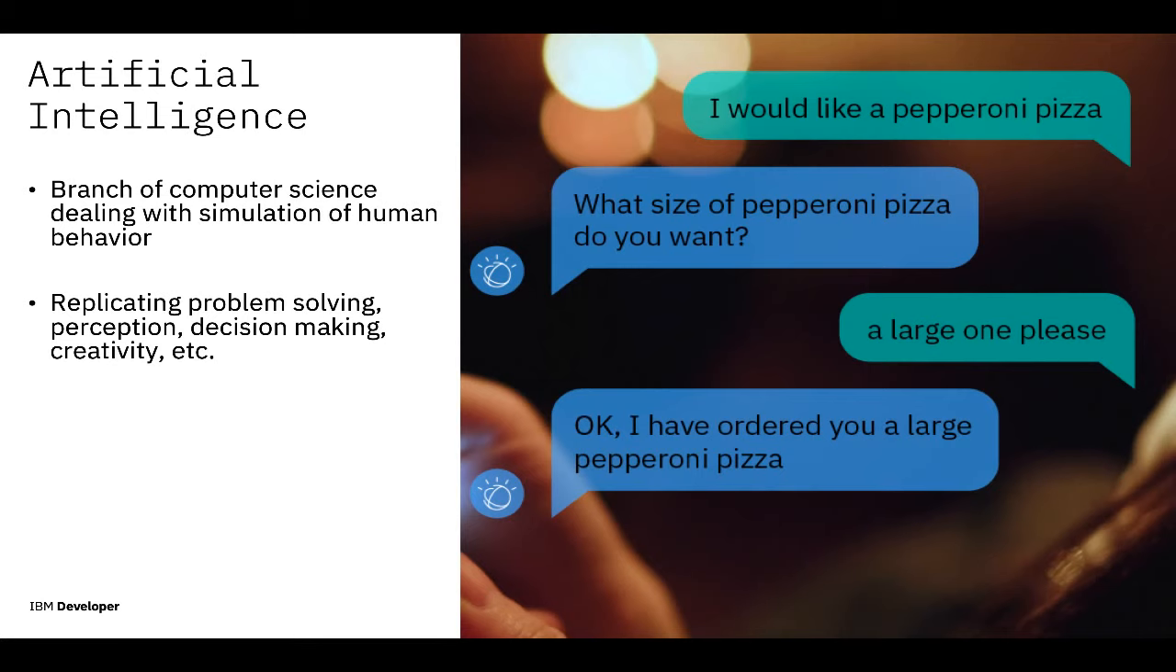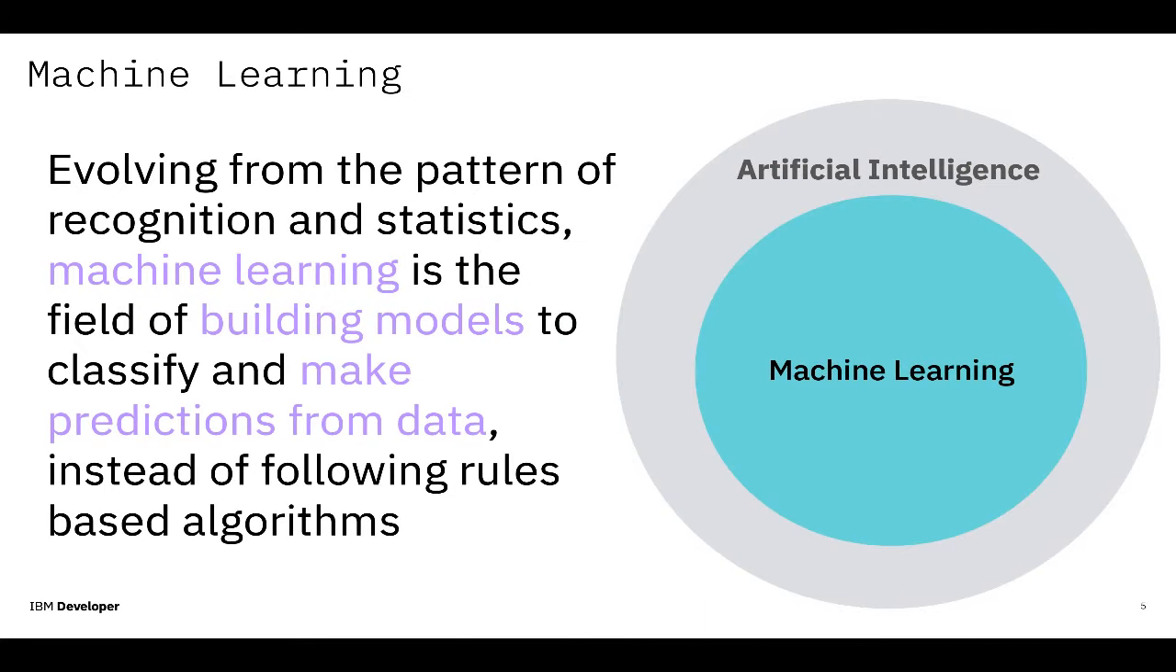So where does machine learning fall in this? Well, machine learning is just one subset of artificial intelligence, and it refers to AI systems that are able to learn without being explicitly programmed. So the definition we'll give is evolving from the pattern of recognition and statistics. Machine learning is the field of building models to classify and make predictions from the data instead of following rules-based algorithms. So you might be wondering, what do I mean by rules-based algorithms?